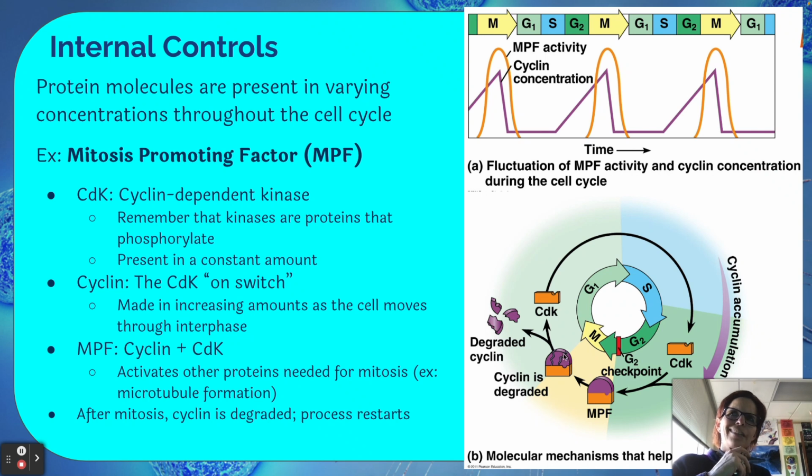And then immediately when the cell divides, the cyclin is broken apart, it's degraded. The CDK is still there in a constant amount, it never stops. But the cyclin levels increase, and then they decrease, and then they increase, and then they decrease.